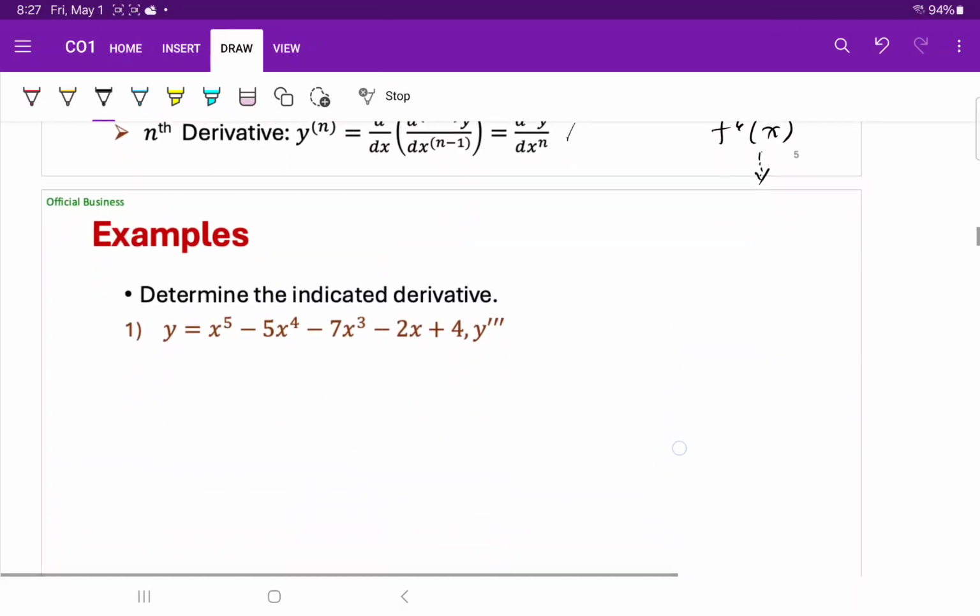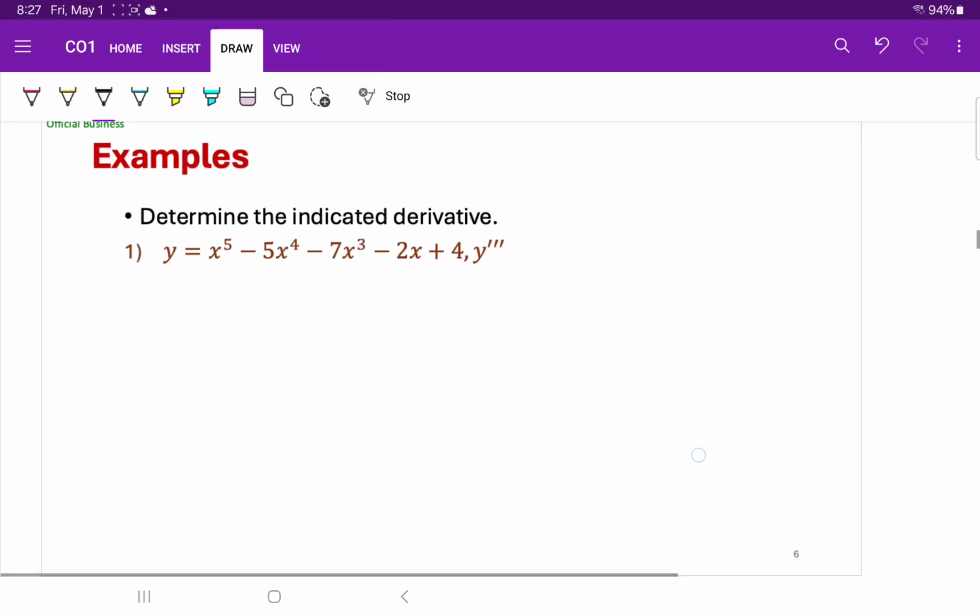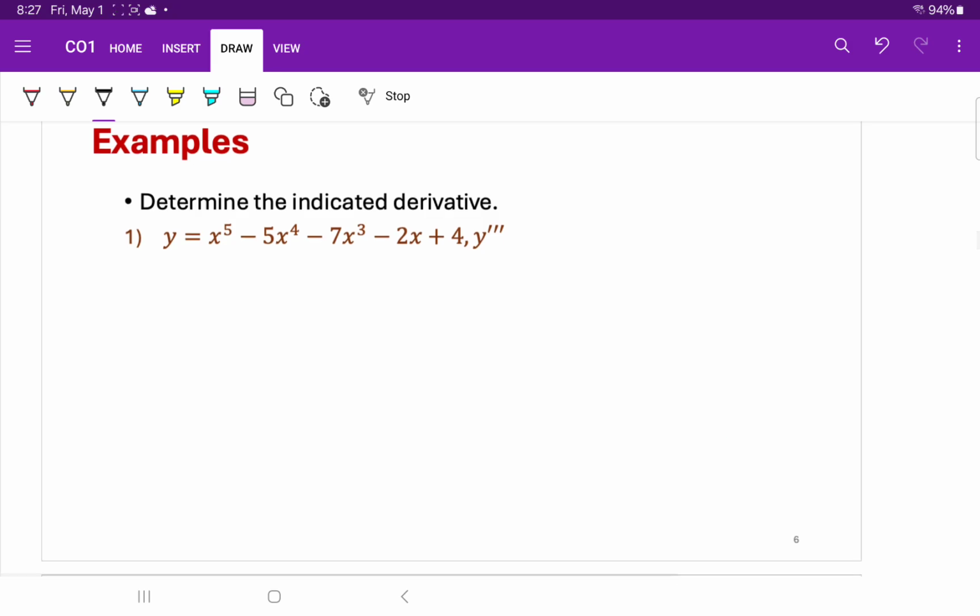Look at these examples here. The question is to find or determine the indicated derivative. This means you'll be solving for the third derivative. So you solve first for the first derivative. What's our first derivative here?